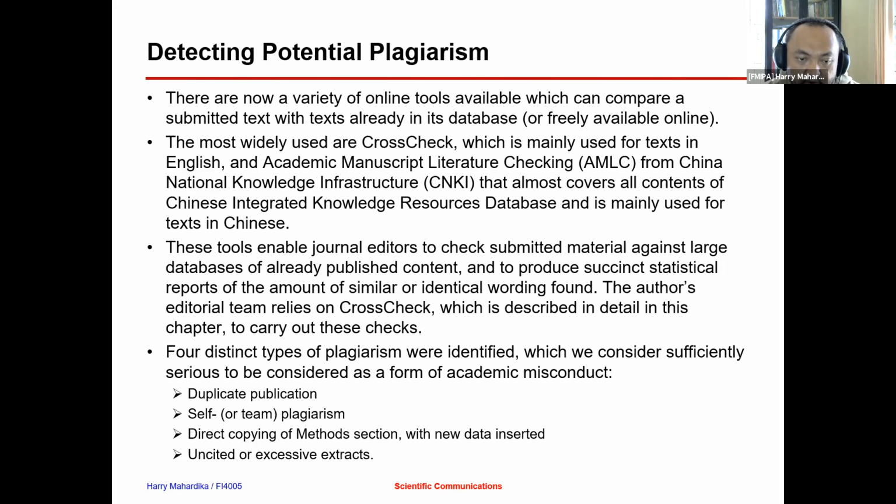Okay. Four distinct types of plagiarism are identified, which are considered sufficiently serious to be considered a form of academic misconduct. First is the duplication of publication, and then self-plagiarism, and then direct copy of the method section with new data inserted, and uncited or excessive extracts.